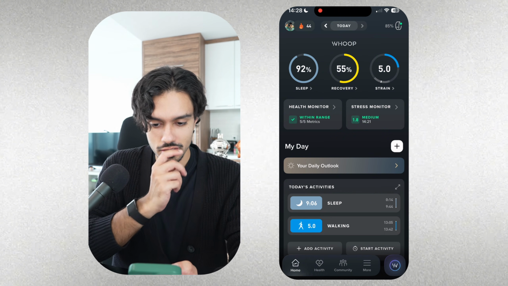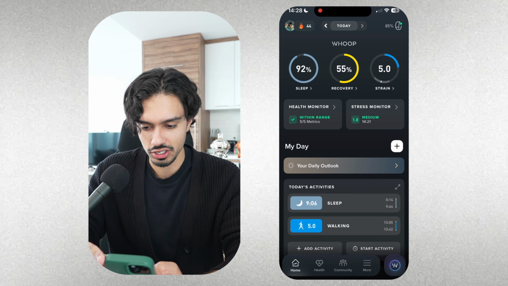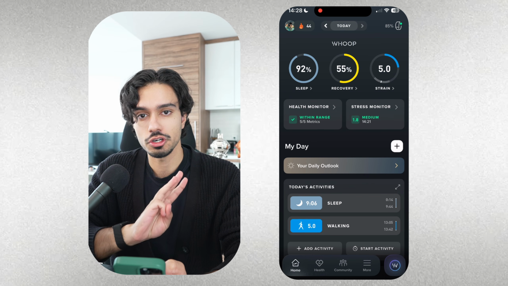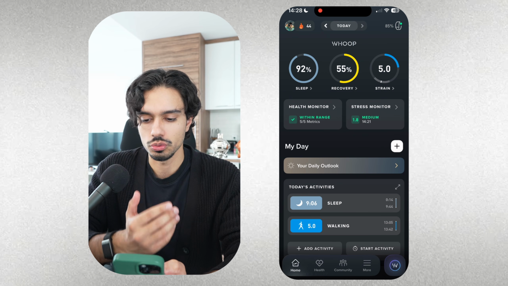So just jumping directly into the Whoop, I don't want to waste too much time. Here you can see your Whoop dashboard right here. Now, when you open up the page, you get 3 different rings at the top: your sleep, your recovery, and your strain. This is the backbone of the entire Whoop platform.